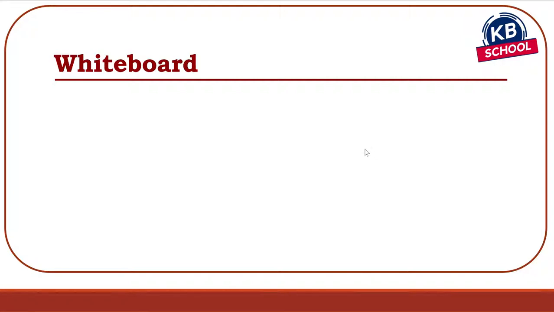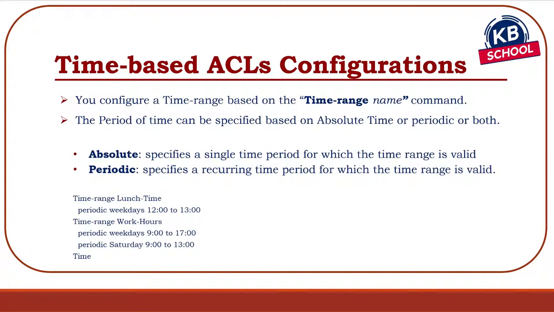Good, everybody? So with this in mind, let's go ahead and take a look at some examples that I've given you guys over here, and then also the syntax. You can configure a time range based on the time-range name command. You can do an absolute, which specifies a single point time period for which the time range is valid, a specific date and time. Or periodic, which is a recurring time.